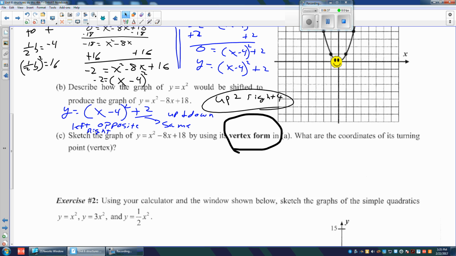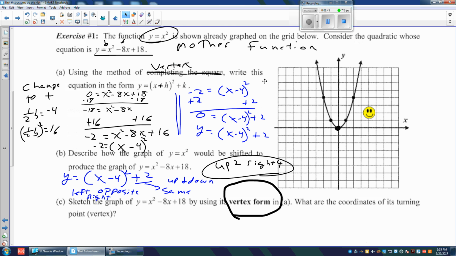So here's the vertex, and it says move it to the right 4. 1, 2, 3, 4. Move it up 2. 1, 2. There's the new vertex, and we can sketch the parabola kind of like that. I just sketched it. That's a sketch. Why? Because I didn't take the exact points.